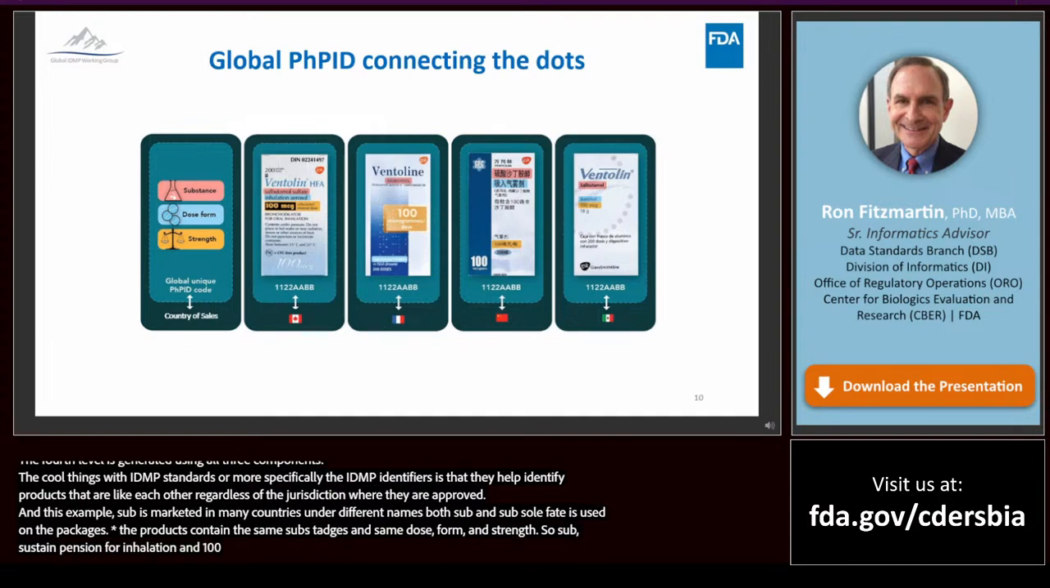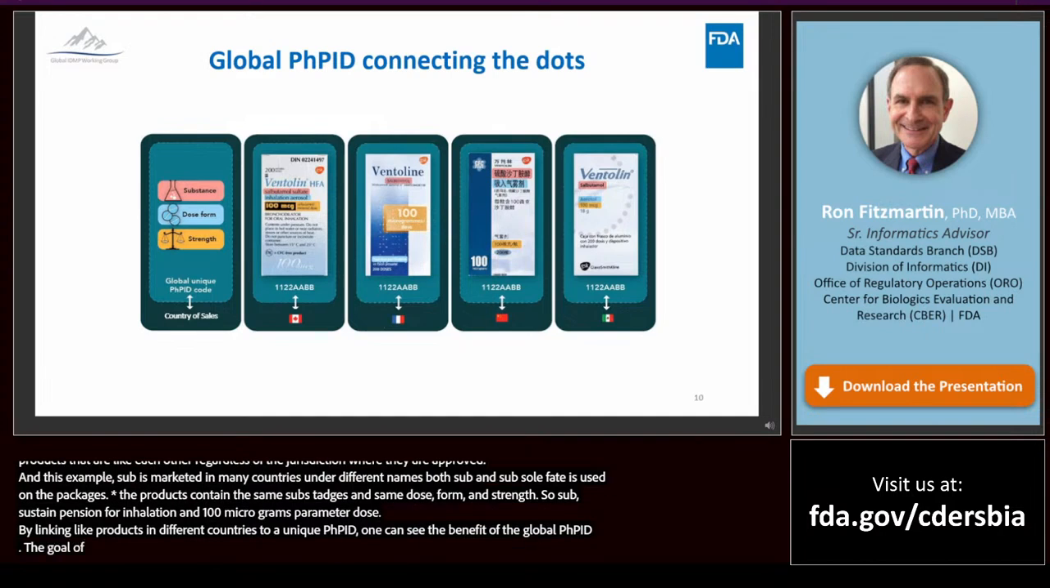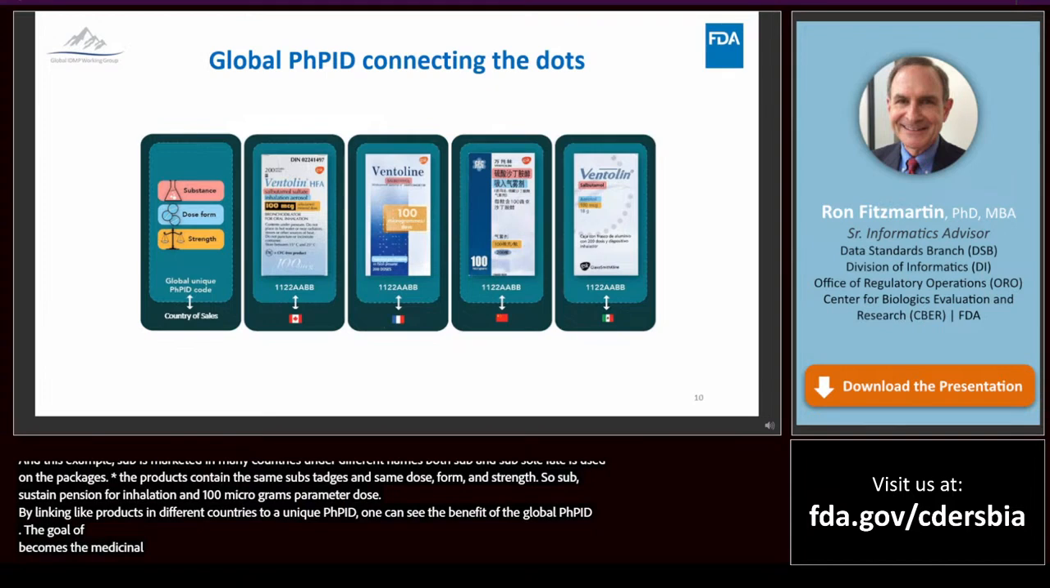By linking like products in different countries to a unique global PHPID, one can see the benefit of the global PHPID. The global PHPID becomes the medicinal product's common denominator, if you will, from country to country, regardless of where it is prescribed, dispensed, and used.